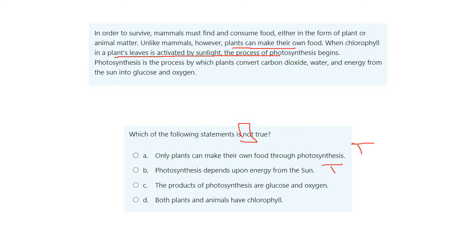The products of photosynthesis are glucose and oxygen. Well, plants turn it into glucose and oxygen. And then chlorophyll. Well, where is chlorophyll? Chlorophyll is in plants' leaves. Animals don't have any leaves. So it is not true that both plants and animals have chlorophyll. Only plants have chlorophyll. So the correct answer is answer D.